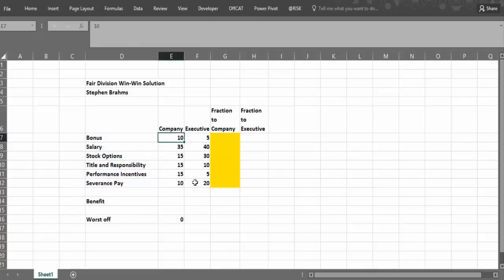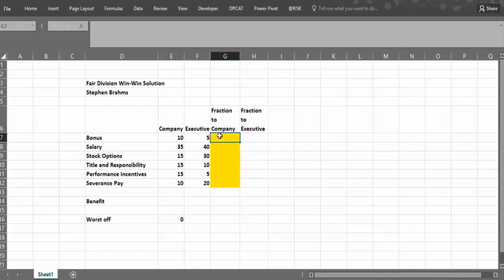Well, the company and the executive each get 100 points to allocate to what they think is important. So the executive really thinks salary is important, as does the company, but performance incentives the company thinks are much more important than what the executive thinks. These totals add up to 100. So what would be a fair way to allocate these?